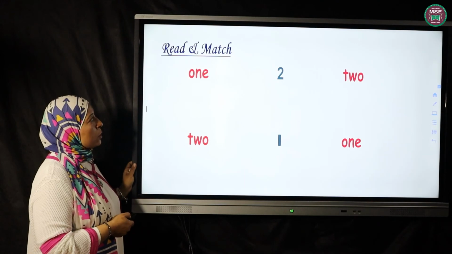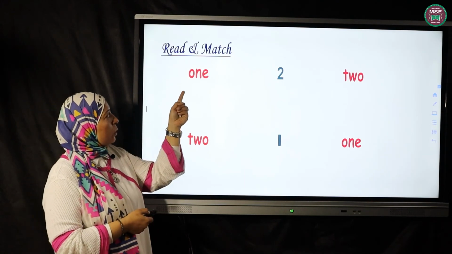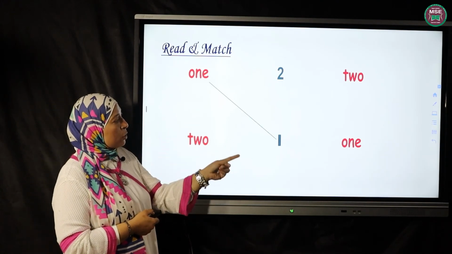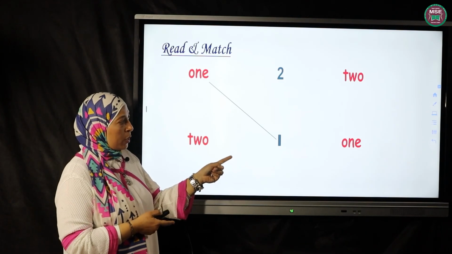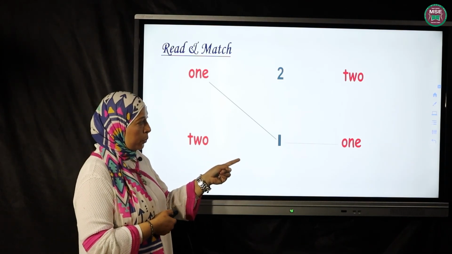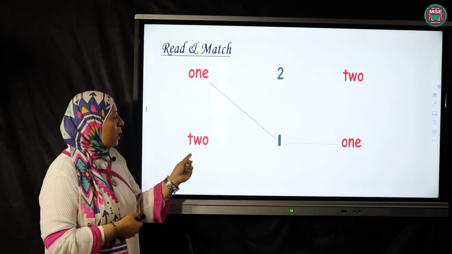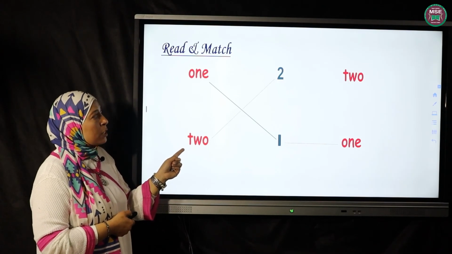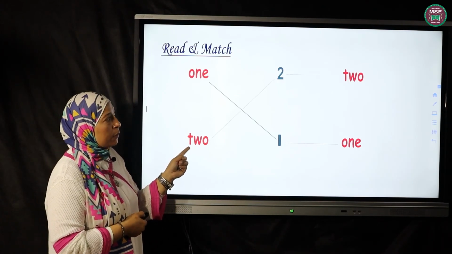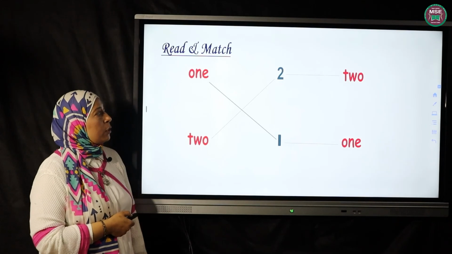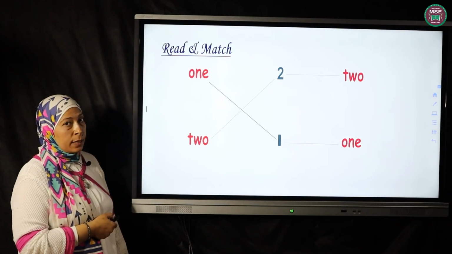Okay, start with number 1. O-N-E 1, we're going to match it to number 1 and to the other side also to number 1. The next one is number 2, we're going to match it to 2 and then to the other 2. Okay, easy? It's very easy.